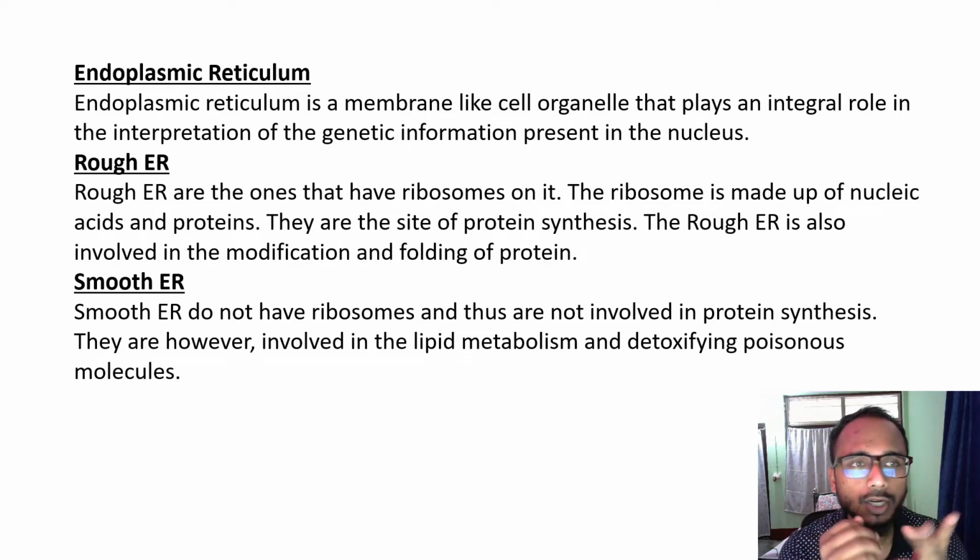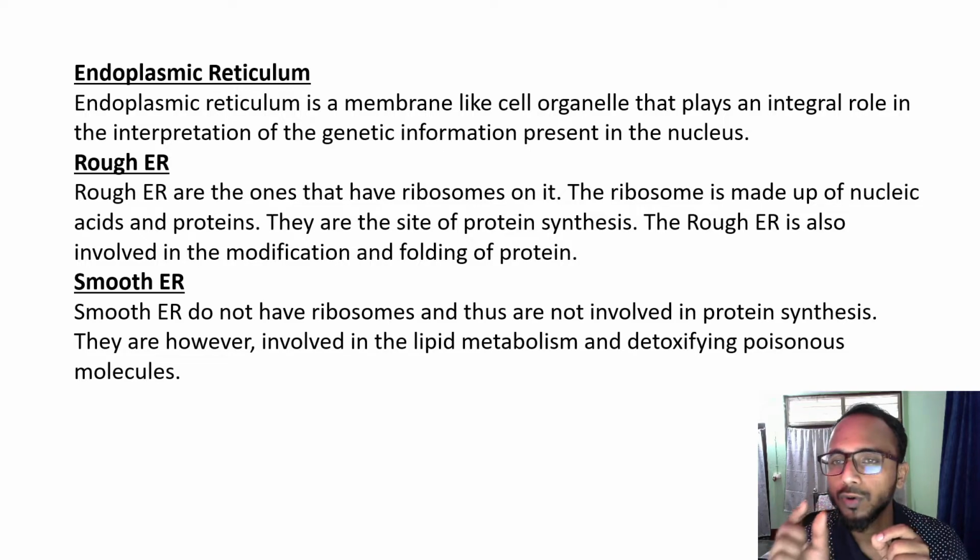Now there are two types of endoplasmic reticulum. One is rough endoplasmic reticulum, that is RER, rough ER. Another is smooth endoplasmic reticulum, that is SER. Rough ER are the ones that have ribosomes on them. What is a ribosome? The ribosome is made up of nucleic acids and proteins. They are the site of protein synthesis. The rough ER is also involved in the modification and folding of protein.